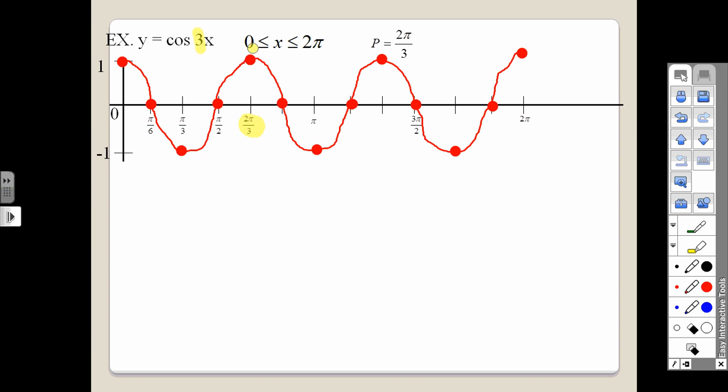Well, look at this. Here's 1. There's 1 cycle. Here's 2 cycles. And here's 3 cycles. So there's 1, 2, 3 cycles of cosine by the time you got to 2 pi. Okay, so there's one example. We have another example that we're going to take a look at.